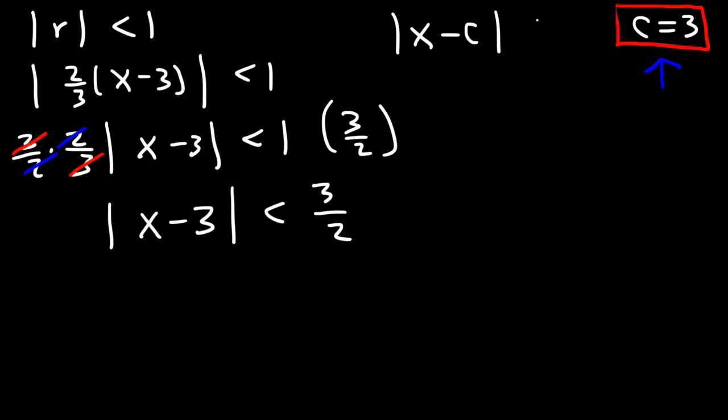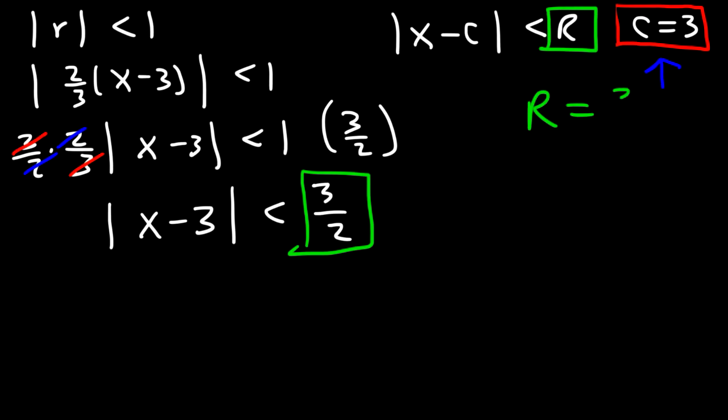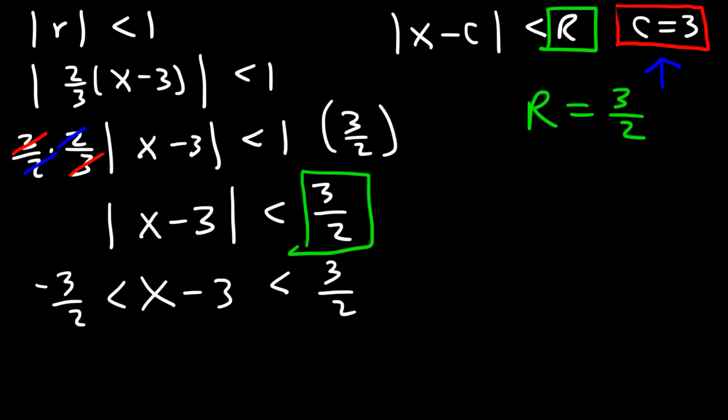|x minus c| is less than r. So the radius of convergence, we can clearly see that it's 3 over 2. And now let's get rid of the absolute value expression. So x minus 3 is less than 3 over 2, but greater than negative 3 over 2. So once you get rid of the absolute value expression and you write it like this, all you need to do is solve for x.